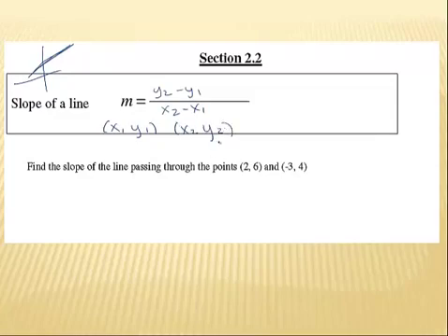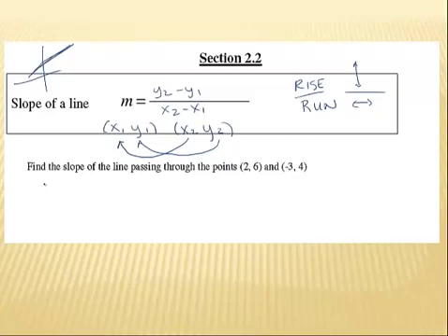So you're going to take the second y, subtract the first y, and then take your second x and subtract the first x. Now if you are given a graph, you're just going to count rise over run. So you're going to count how many units up and down, and then count how many units across.